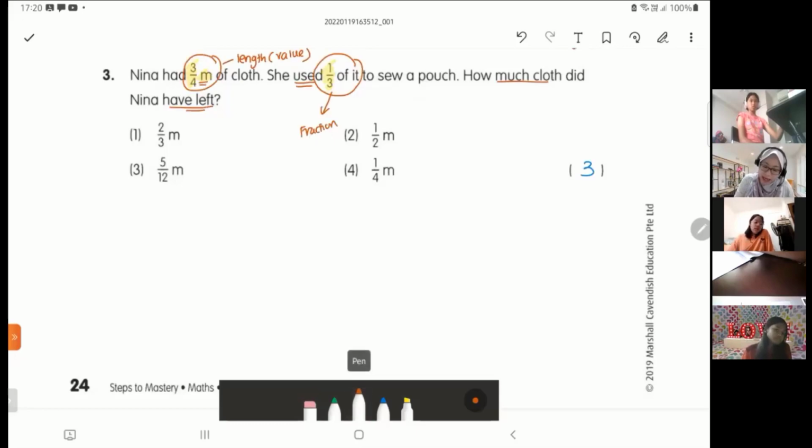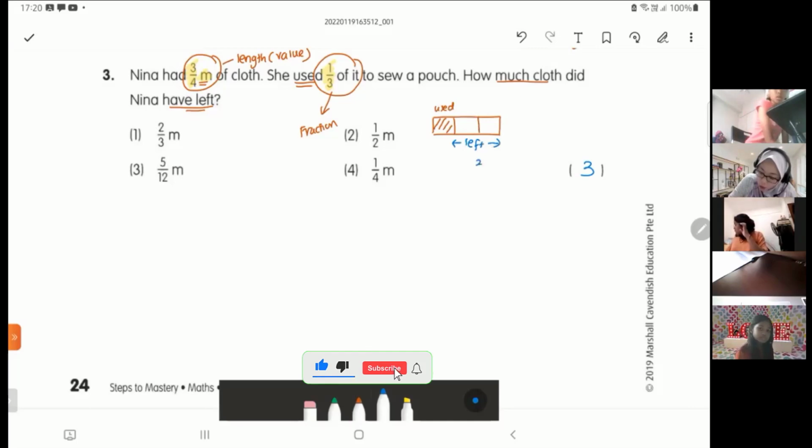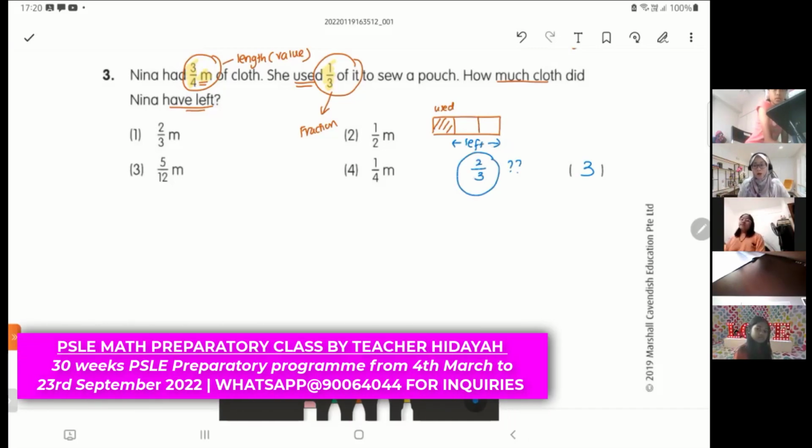I want to know the leftover. I use 1/3. Okay, we can use the model actually. Okay, we use the model. I use 1/3. This is used. So my leftover is this one. This is my left, which is actually 2 out of 3. I want to find this one. Correct? 2 out of 3.